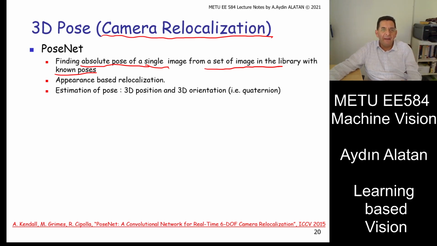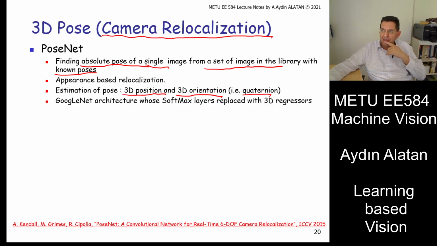And what we are doing is the 3D position and the 3D orientation, which is represented by a quaternion, is estimated. Six floating numbers are estimated at the end of the network, and the input image is nothing but your data of the current frame.